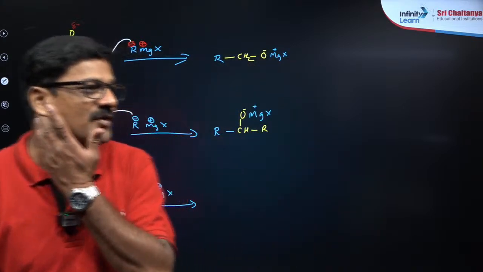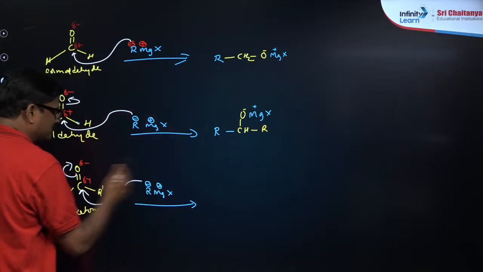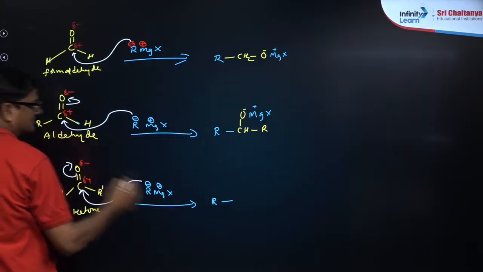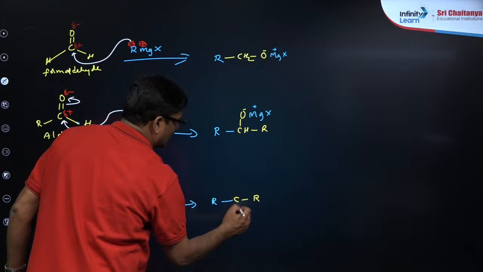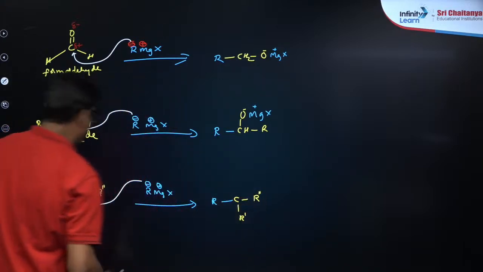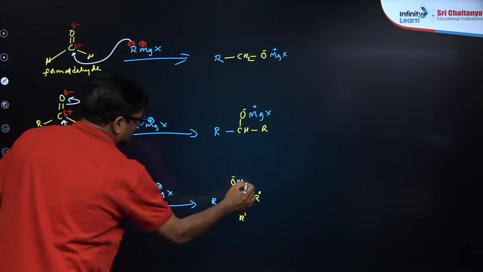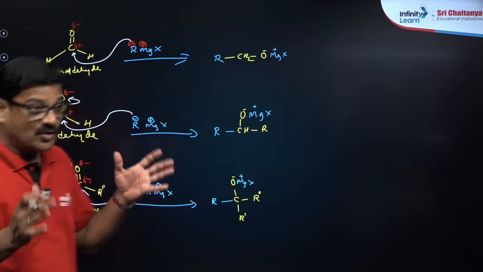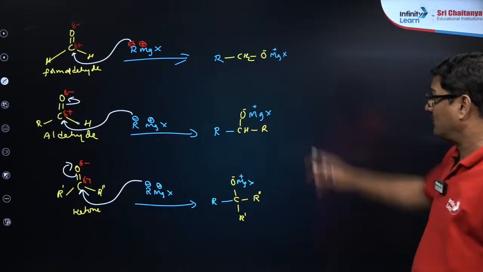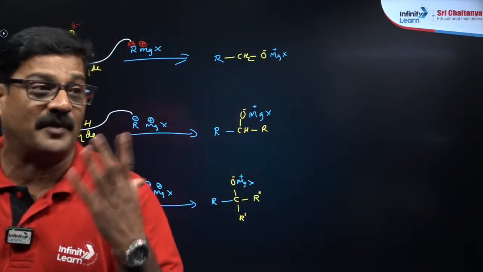See how simple you are going to get all these things, my dear students. Now this is R, linked to carbon, and R dash, and it is going to be O minus and MgX. Now you can see the color code: where the reagent is attacking, from where you are going to get the particular R group on the particular carbon.